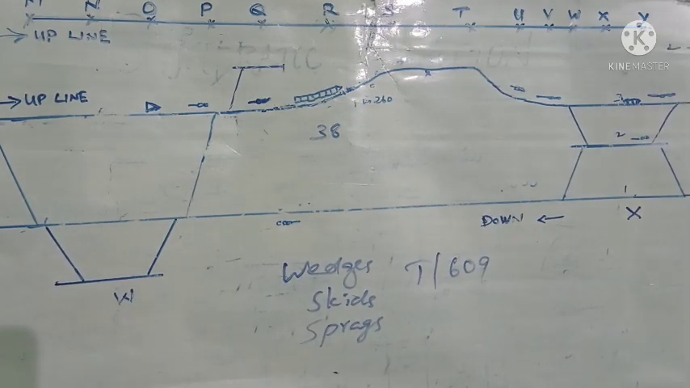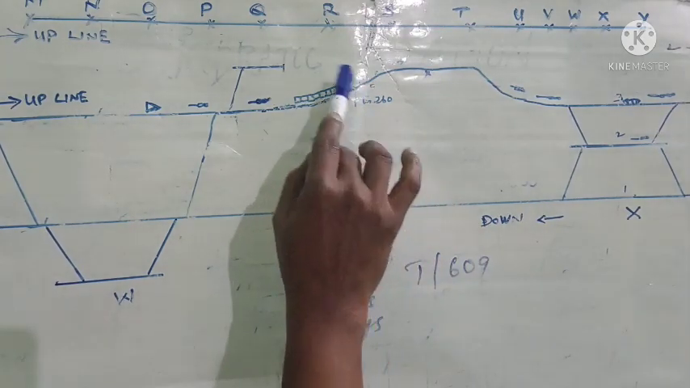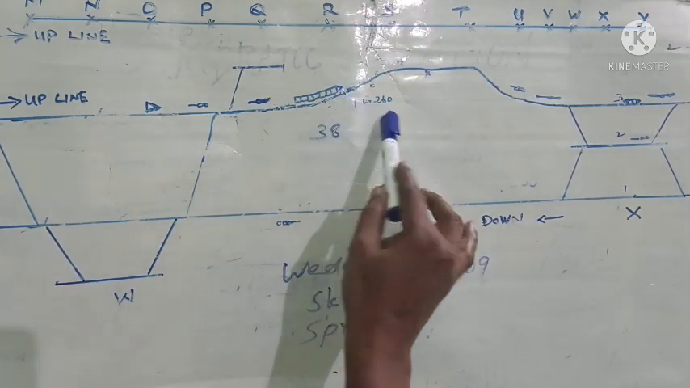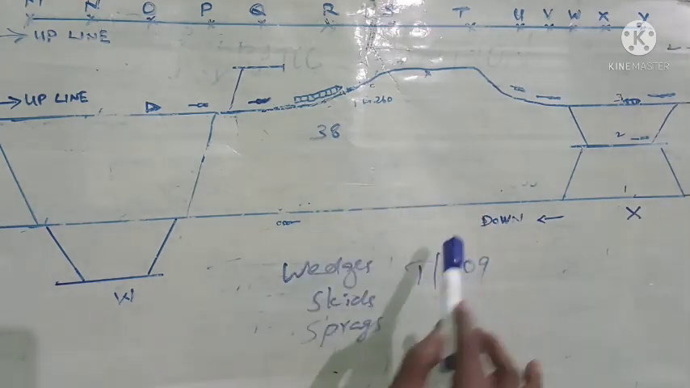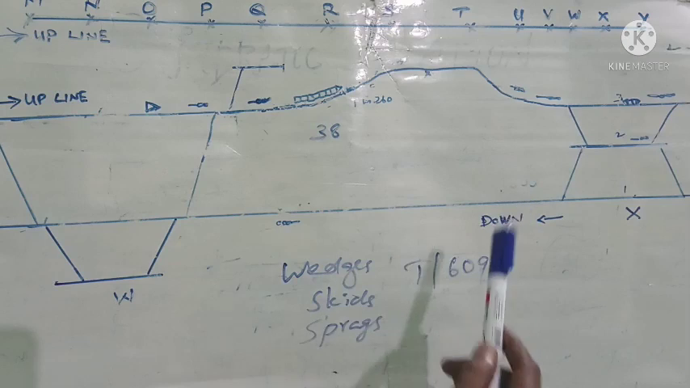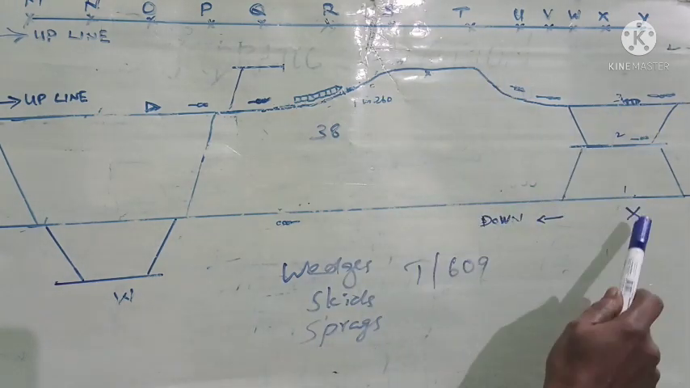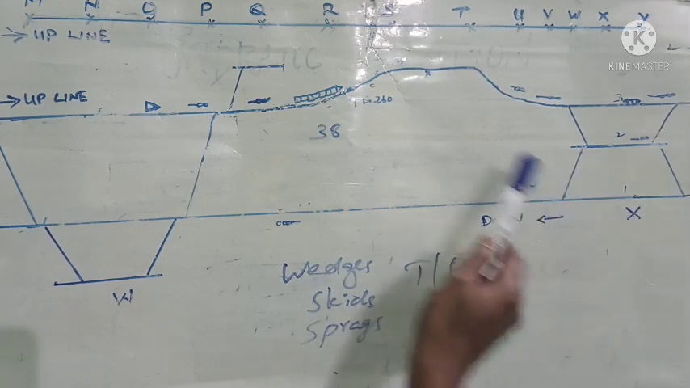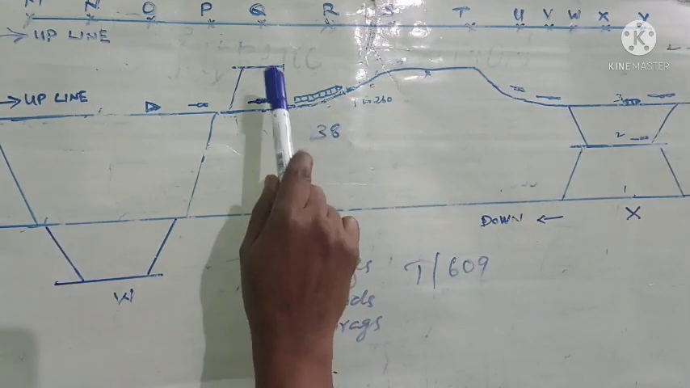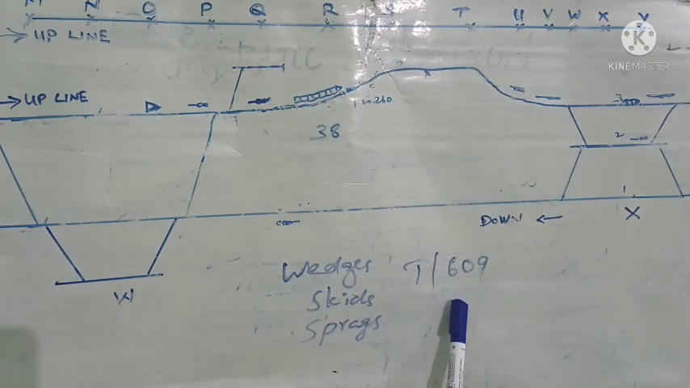The authority given to the loco pilot now to move with these 20 wagons is T-bar 609. This T-bar 609 memo is with the guard, and he will prepare it and hand over the original to the loco pilot after getting his signature in the duplicate. This T-bar 609 prepared by the guard will have details like how many wagons are going to be taken to station X, how many wagons are left behind in the block section and its location. All these details will be there in the T-bar 609.